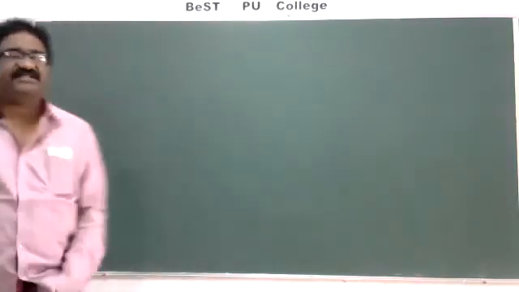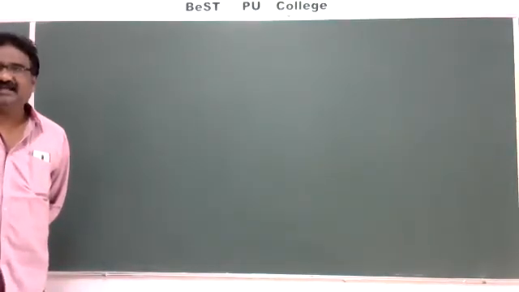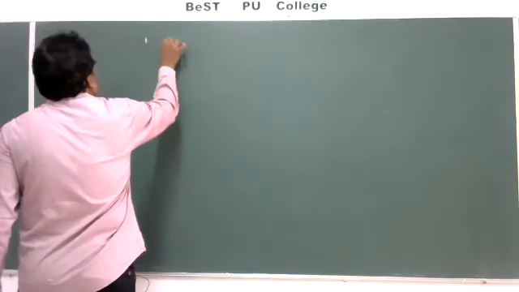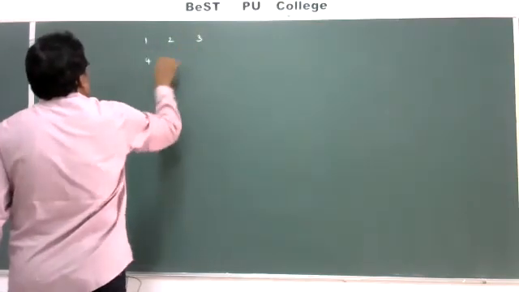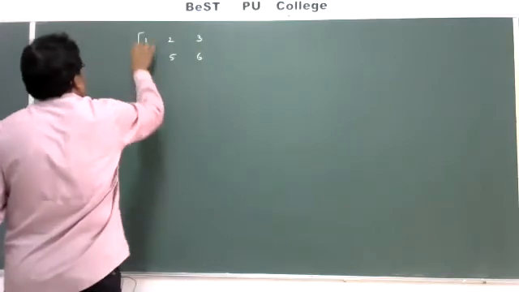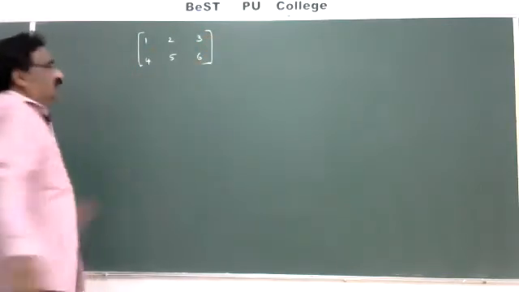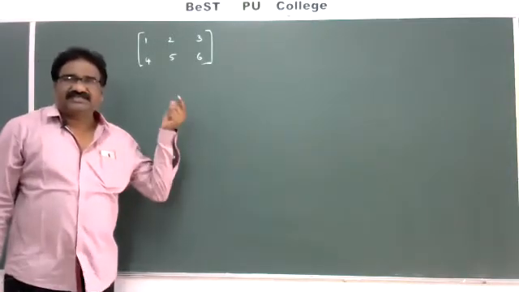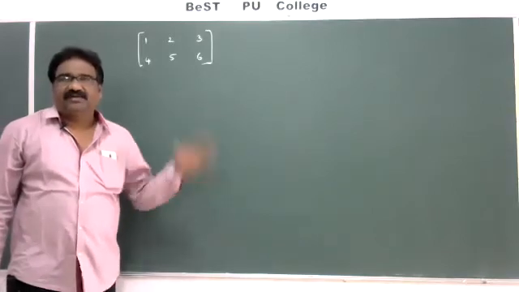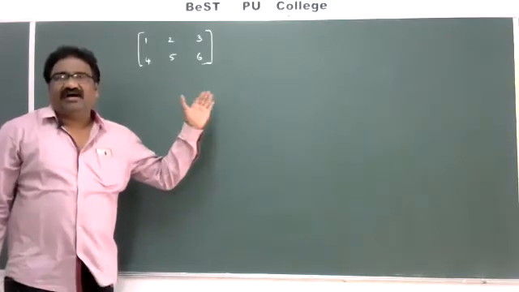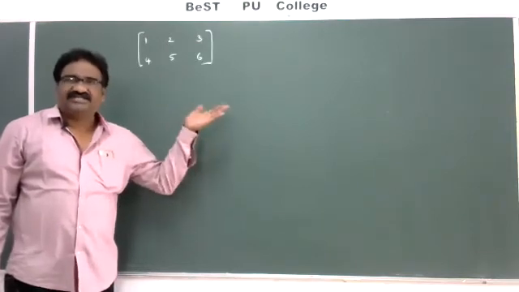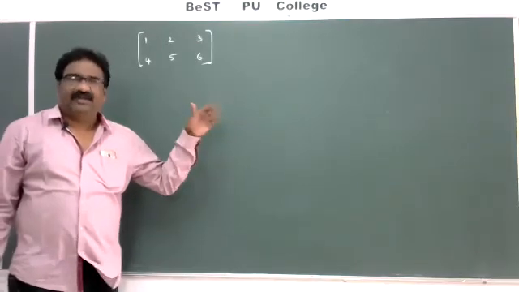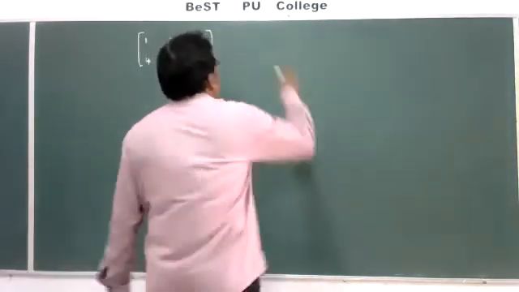First, what is meant by matrix? A rectangular array of elements. For example, 1, 2, 3, 4, 5, 6. These are numbers arranged in some specified way. That is a rectangular array of numbers or functions or anything, for example, objects also.